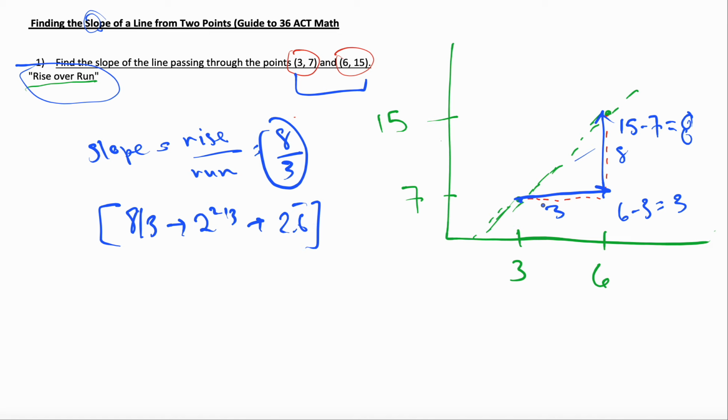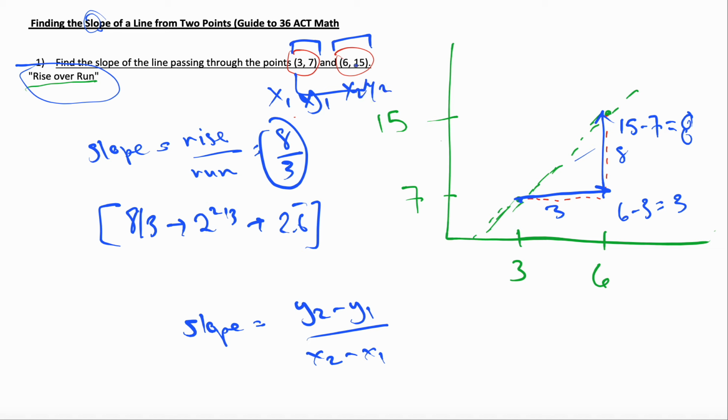And so what we're going to do is give you an equation that you can memorize really easily. And all it is is y2 minus y1 over x2 minus x1. Now, what the heck does this mean? Well, it's actually pretty straightforward. We just label one of these points as the first point, and we label the other as the second point. So let's say that this is our x1, y1. This is our x2, y2. Well, we'll just plug these points in down here. We'll do 15 minus 7, which will give us 8. And then we'll do 6 minus 3, which will give us 3. That's what we did here.